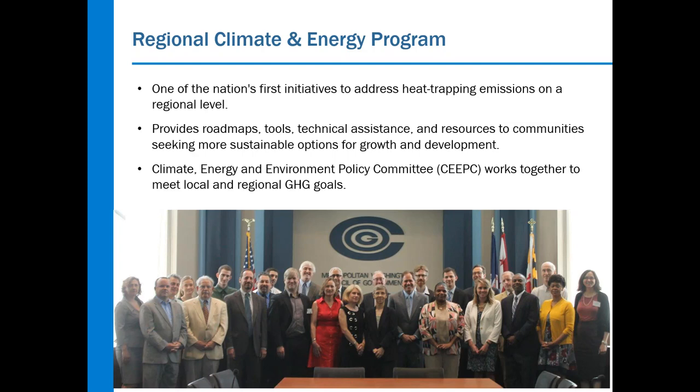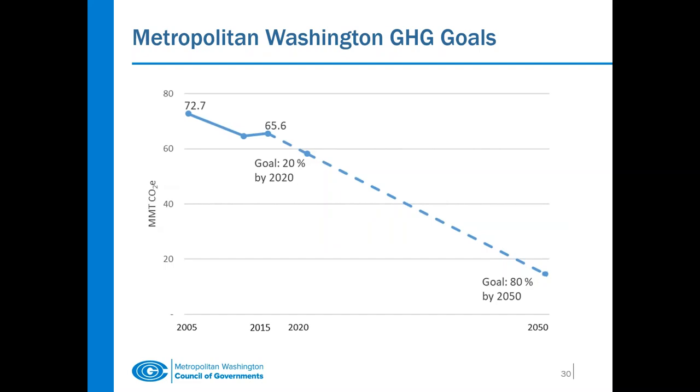The specific goals that were adopted by our overarching COG board back in 2008 were to get back down to 2005 greenhouse gas emission levels by 2012, reduce emissions by 20% by 2020, back down to 2005 levels, and reduce by 80% by 2050. We are currently working under a 2020 Regional Climate and Energy Action Plan with our stakeholders to work towards meeting these goals. And we will kick off the development of our 2030 plan this fall.